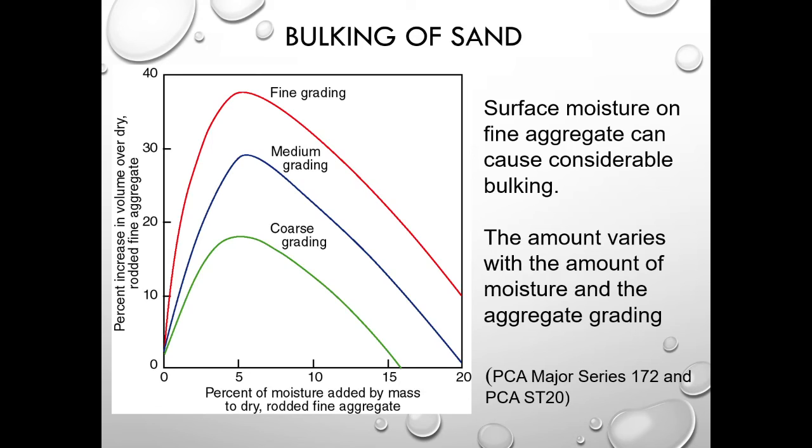So you can see at 0% moisture, at all three types of grading, the volume is virtually the same. As we increase the moisture content, the volume of the aggregates increases. In other words, this is going to influence the yield of our mix. And at a certain moisture content, if we keep adding it, the actual volume starts to decrease, regardless of whether the aggregate is a coarser grading or has a finer grading. You can see that these are very similar to a Proctor curve.